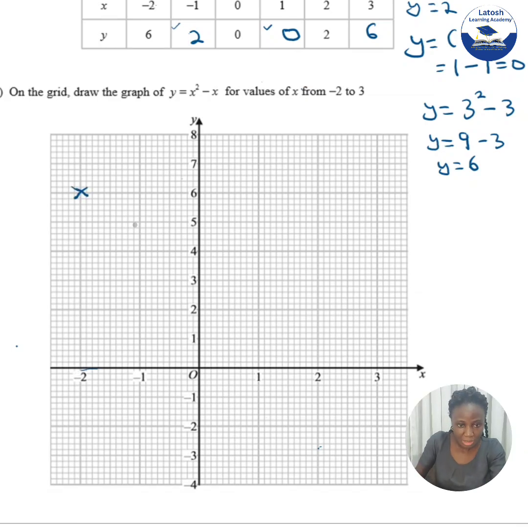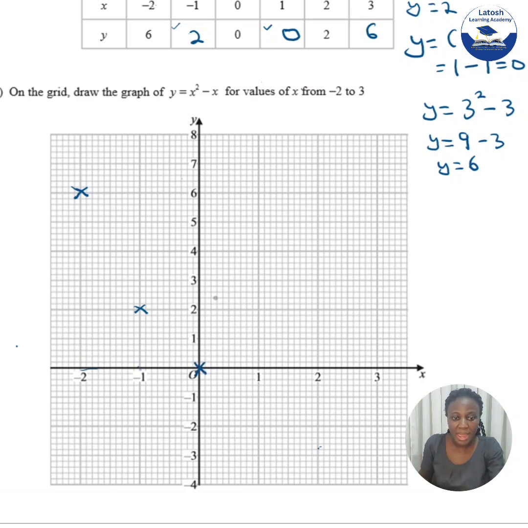Now the next pair of values is when x is -1, our y is 2. On this horizontal axis, this is x equals -1, then y is 2. You trace it up to where y is 2. So where they intersect, that is our point. When x is 0, y is 0. That will be at the center.